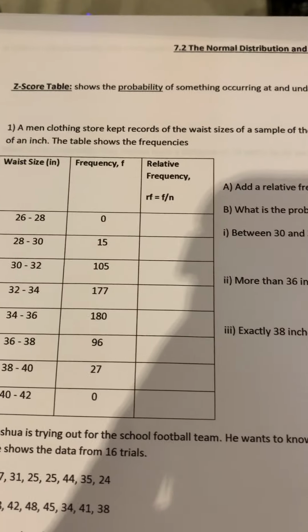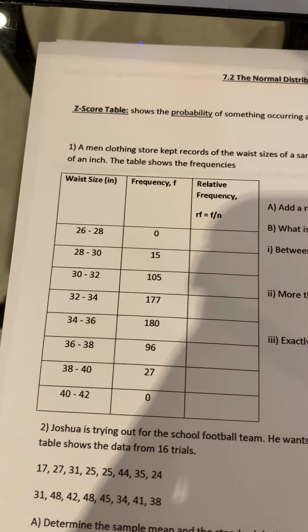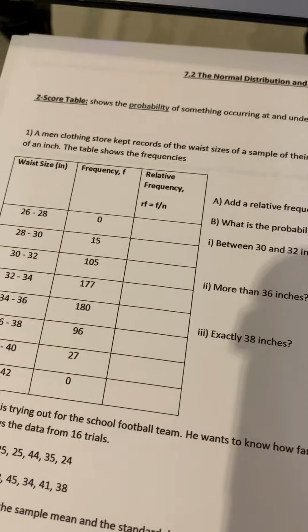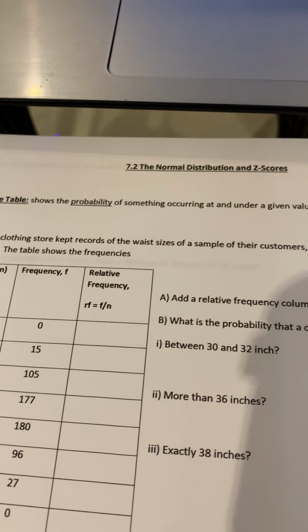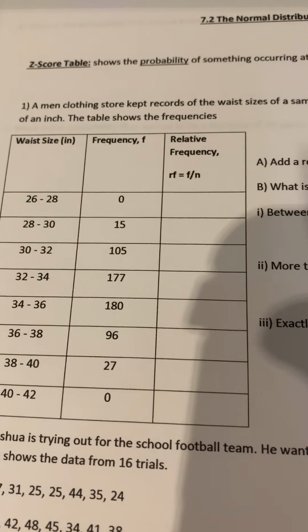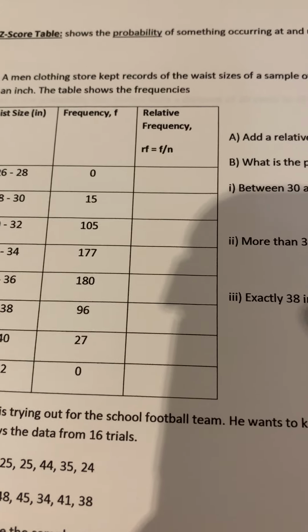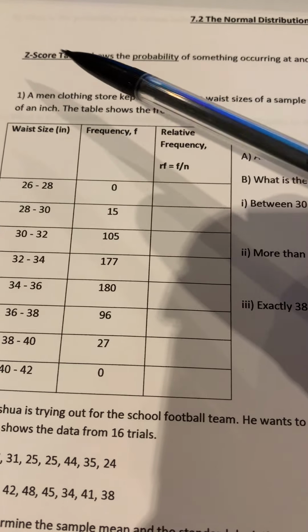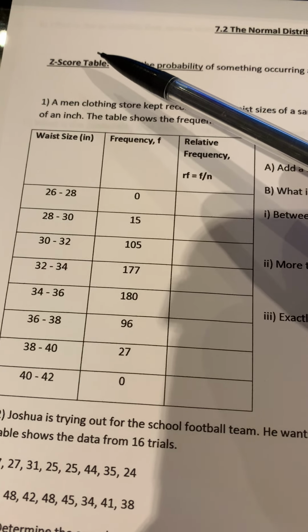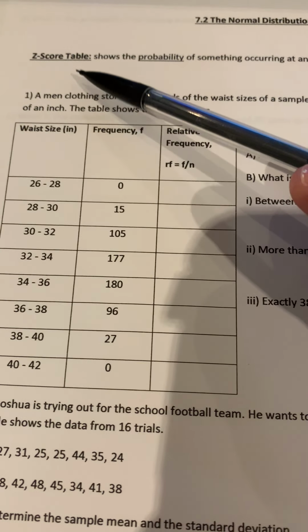Okay, so 7.2, the normal distribution and z-scores. We calculated z-scores in the last chapter, but now we're taking it a step further. We're using something called the z-score table. Remember, the z-score tells us how many standard deviations a value is away from the mean. Now we're going to take that score and go to a table. I'll show you the table in a second.